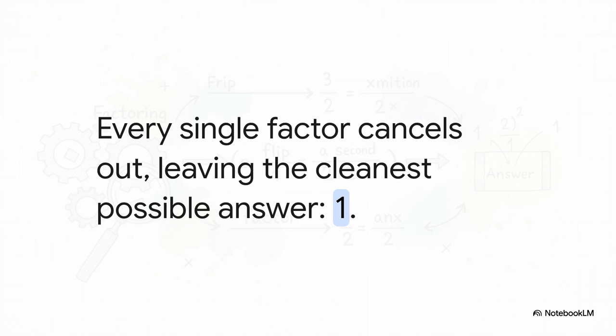We've got an x plus 2 on top and on the bottom. Gone. We've got an x minus 1 on top and on the bottom. Gone. And what about the x plus 1s? Yep, one on top, one on bottom, they're gone too. Everything cancels out. So that big, scary, intimidating problem from the beginning simplifies all the way down to the number 1. How cool is that?